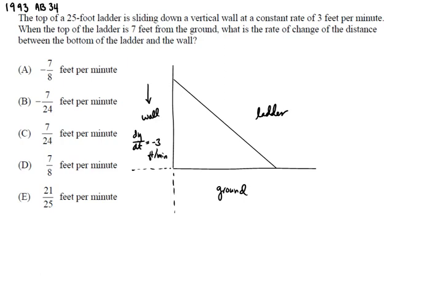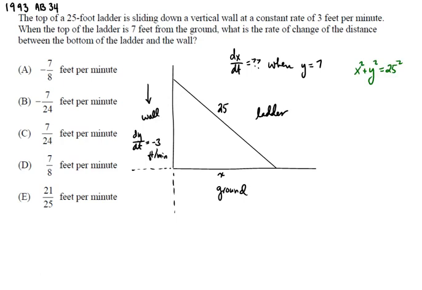Now what we're trying to solve for here is the rate of change of the distance between the bottom of the ladder and the wall. And that distance is x, but the rate of change of that distance would be dx/dt. So we want to find dx/dt is equal to what when y is equal to 7. And of course we know that the ladder has a constant length of 25. So we need a formula to relate dx/dt and dy/dt.